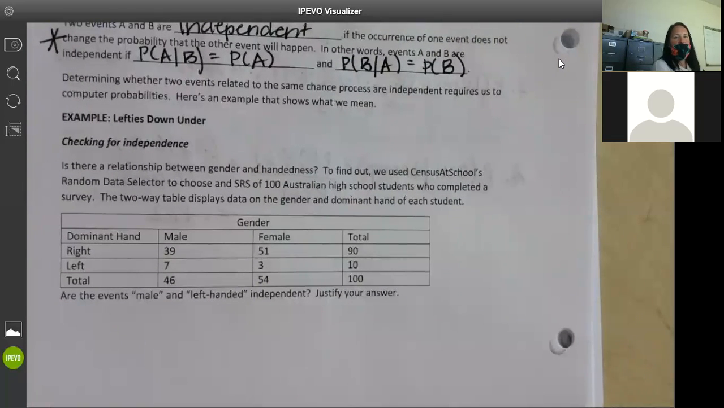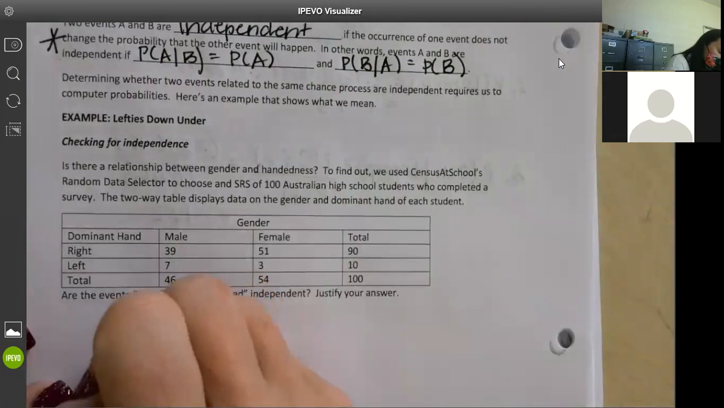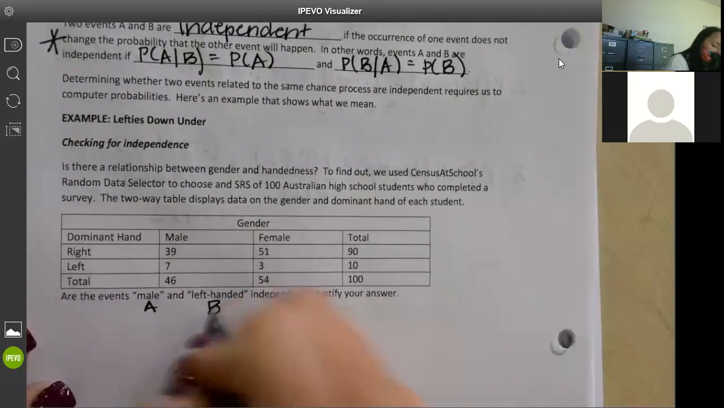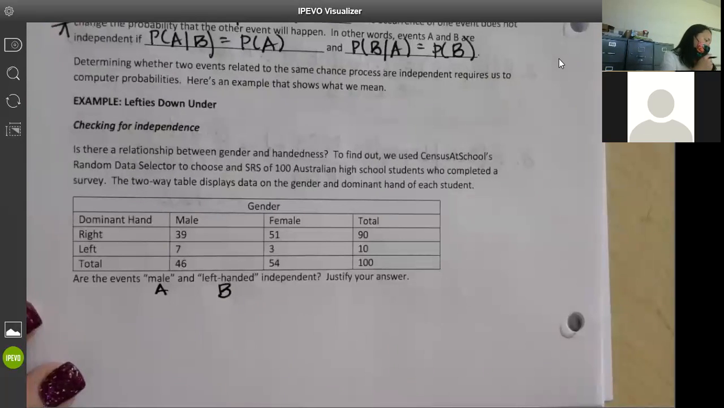Lefties, let's check for independence. Is there a relationship between gender and handedness? To find out, we used a Census at School random data selector to choose an SRS of 100 Australian high school students who completed a survey. The two-way table displays data on the gender and dominant hand of each student. So are the events male and left-handed independent? Justify your answer. We're going to call male A and left-handed B. So those are our events.